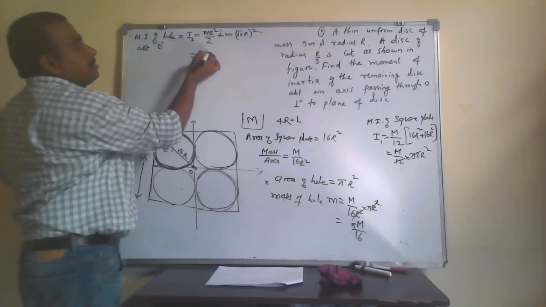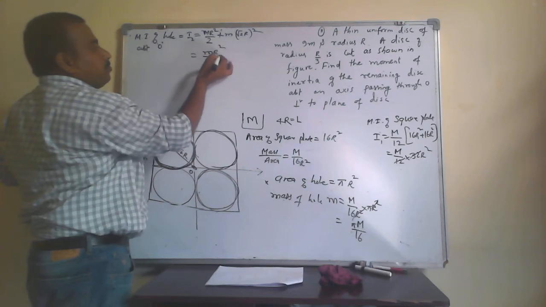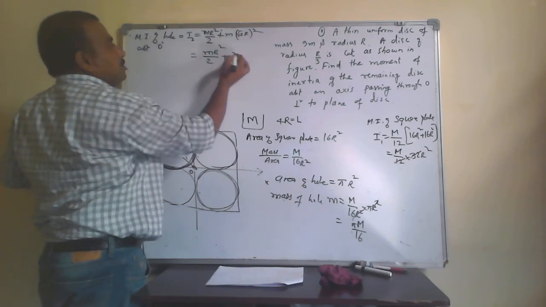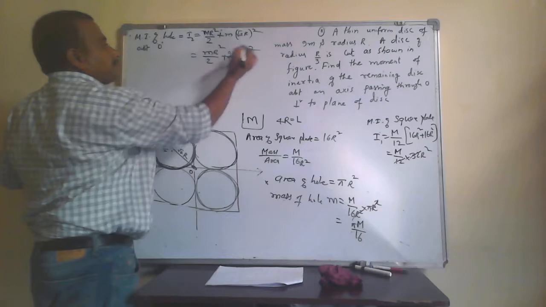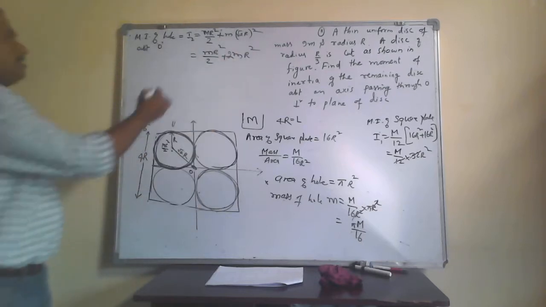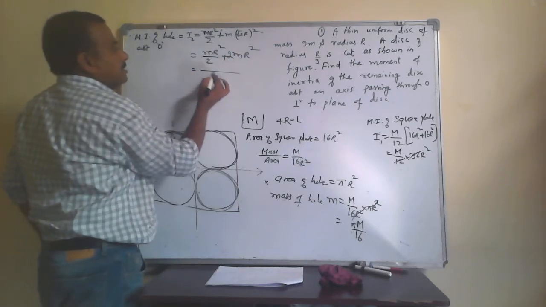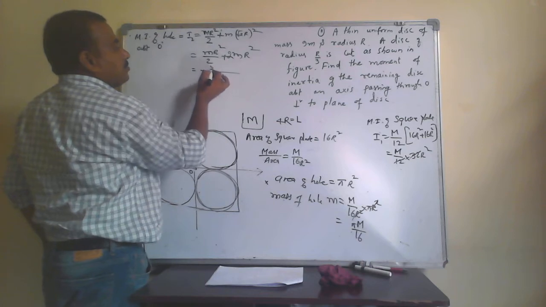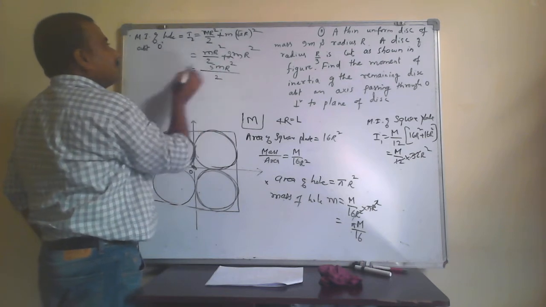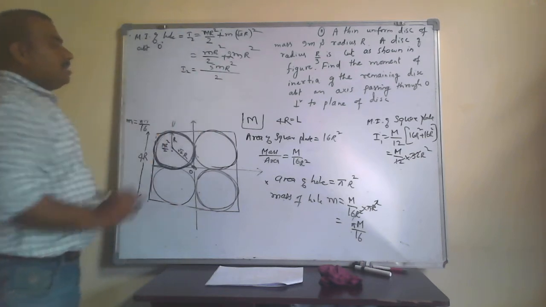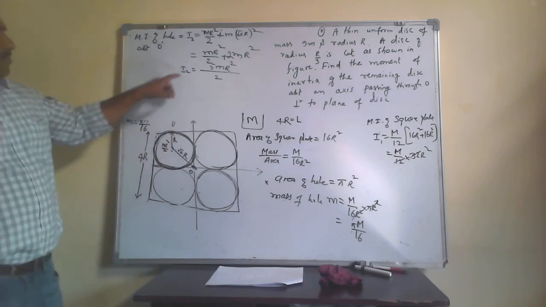So how much is this? M r square by 2 plus m root 2 square is 2, so 2m r square. Solving this a little bit, taking 2 as LCM, m r square plus 4m r square gives 5m r square by 2. This is the I2 for one hole. Multiply by 4, you will get the four holes.